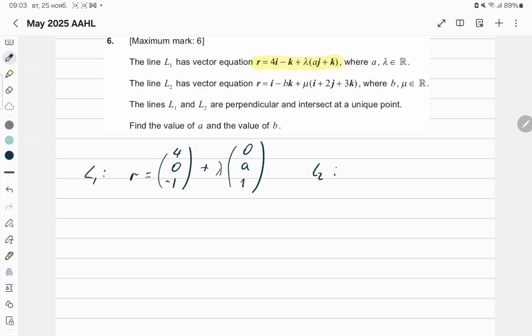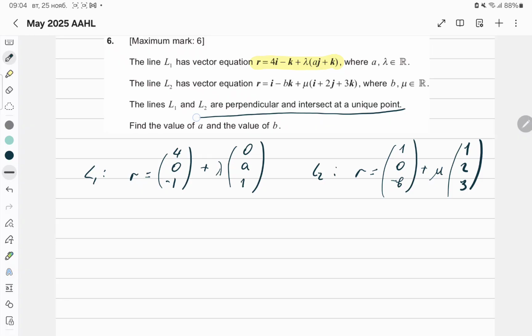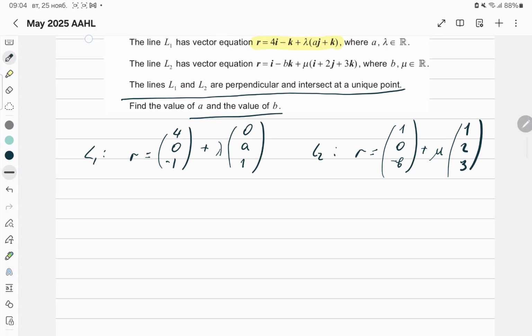Now L2, line 2, in absolutely the same way: (1, 0, -b) plus mu times (1, 2, 3). That's how you will get the 1 mark. Now it says that lines L1 and L2 are perpendicular and intersect at a unique point. Find the values of a and b.